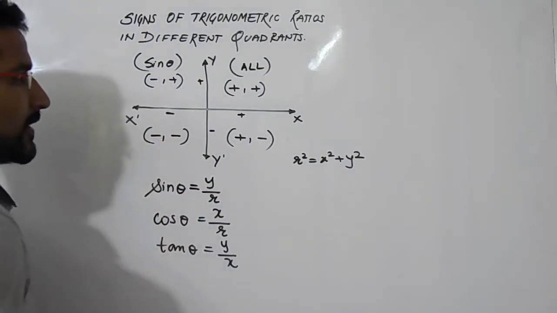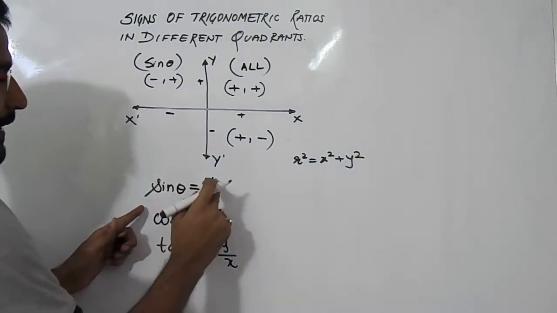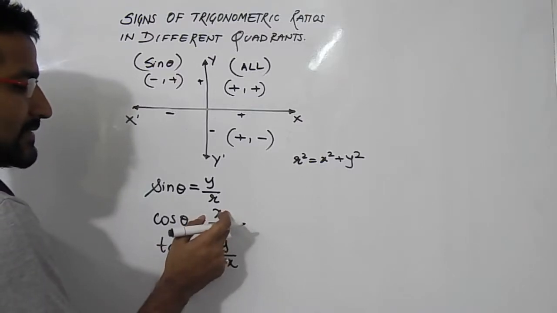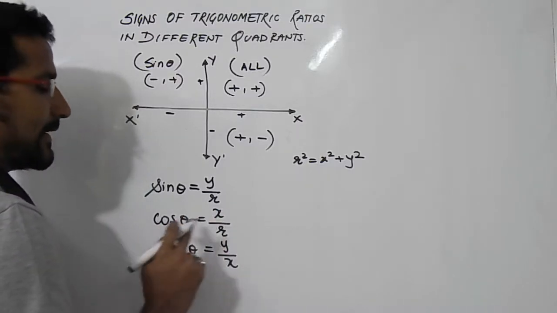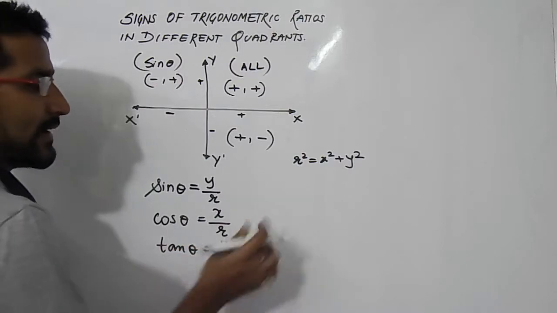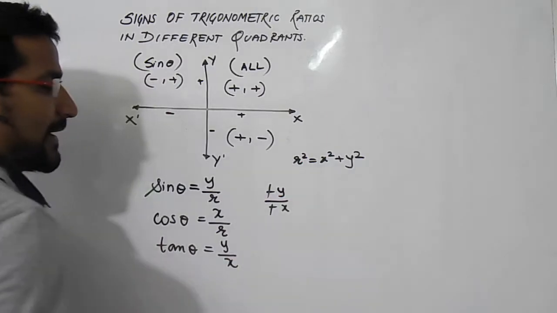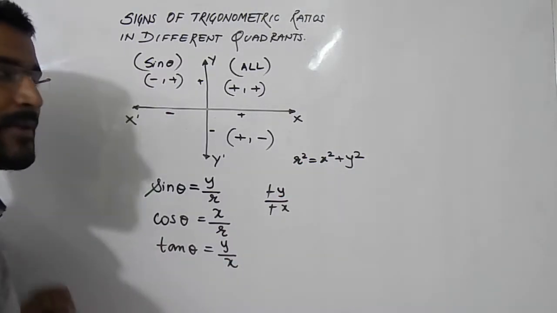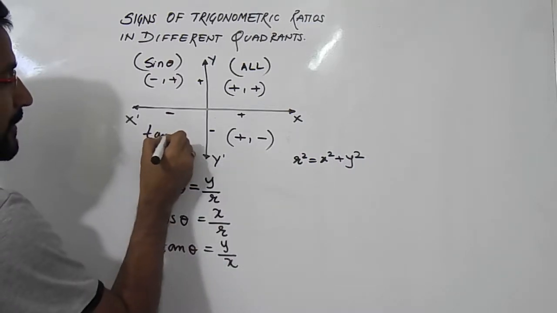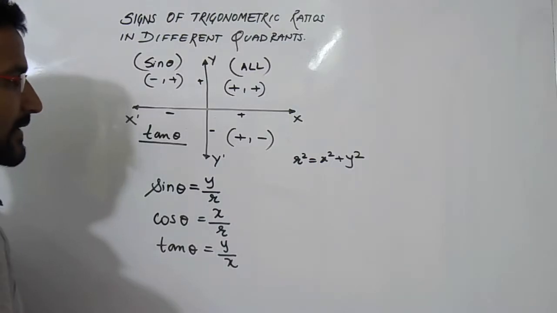Now in the third quadrant, sine is y by r, and y is negative, so sine will be negative. X is negative, so cos will also be negative. Tan is y by x, y is negative and x is also negative, so minus minus get cancelled and the ratio will be positive. So we are getting tan as positive here in the third quadrant.